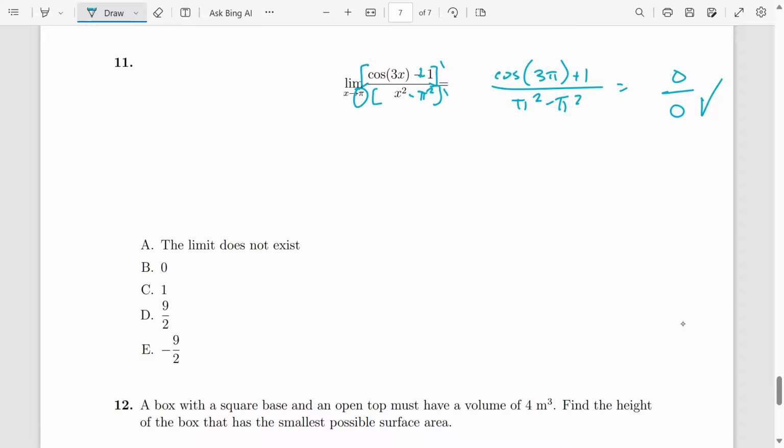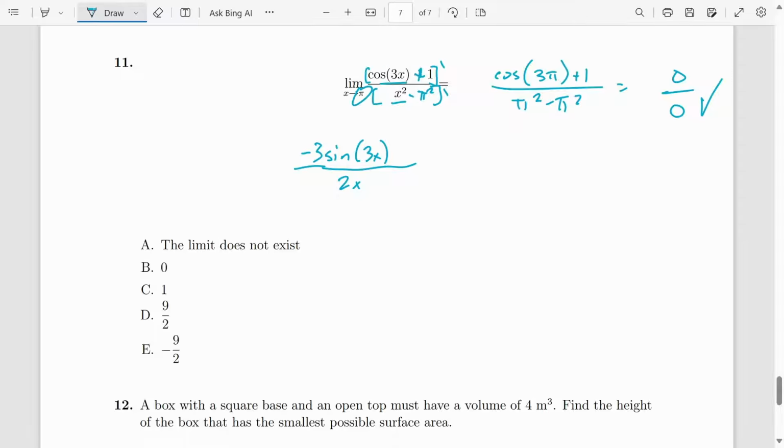So doing that to this very modified limit, on the top we'll have the derivative of cosine of 3x. So that's going to be negative sine of 3x. And then we have to do chain rule. We have to multiply by the derivative of 3x. That's just going to be 3. And then this plus 1 becomes 0 because derivatives of constants are 0. And on the bottom, the derivative of x squared is 2x. And then pi squared becomes 0. So we've got our new limit here, -3 sine of 3x all over 2x.